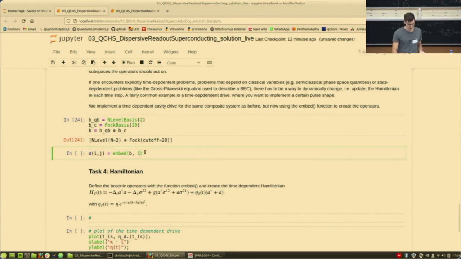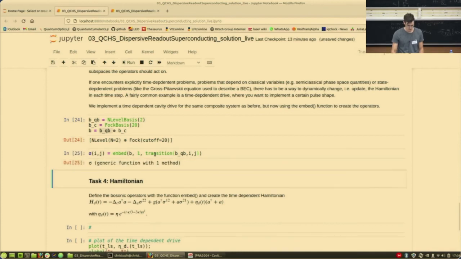In our case, it's just on the first basis, because it's acting on the qubit, and then we just write here the transition as before, and this should be then again the BQB IJ as before. Okay, did you roughly get what this is doing? So it's just making life easier if you deal with a lot of Hilbert spaces, let's say.